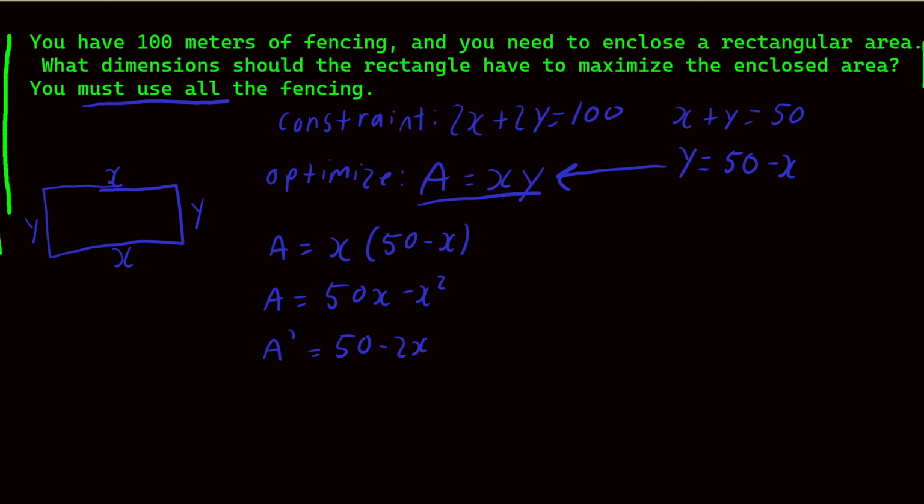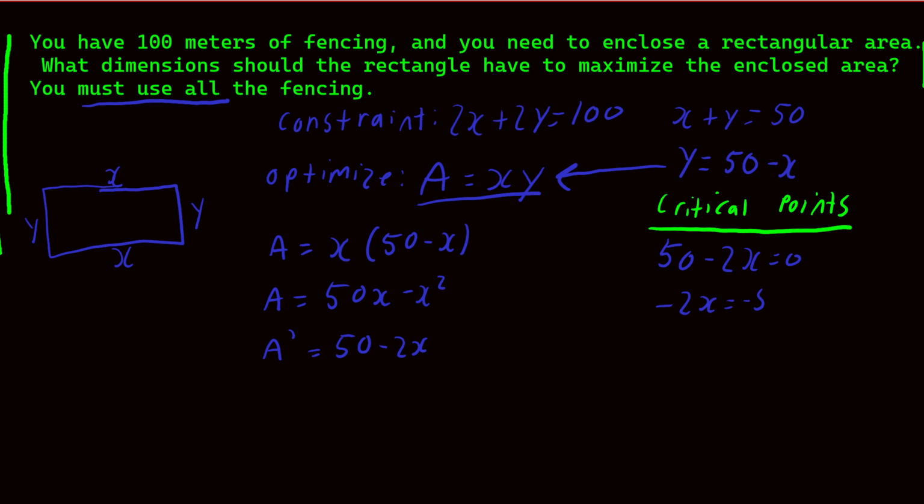Okay, now what I need to do next is find the critical points, right? Because the critical points are going to give me my potential for extrema, or the minimum or maximum. Now, let me just write this over here. Critical points. How do I find critical points, if you remember? Well, I just set the derivative that we just found either to 0 or to undefined. But since 50 minus 2x is a line, it won't ever be undefined. So you just set it to 0.